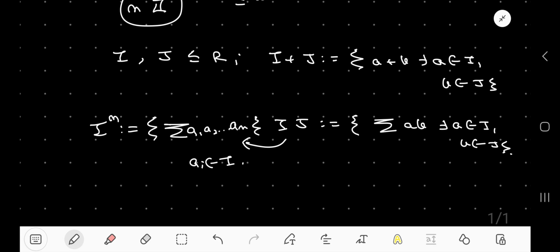If you just try to justify these a bit, you will observe that the ideal I plus J is the smallest ideal which contains both I and J, and this ideal IJ, the product of the ideals I and J, is necessarily contained in the intersection of I and J. Try and justify this out.